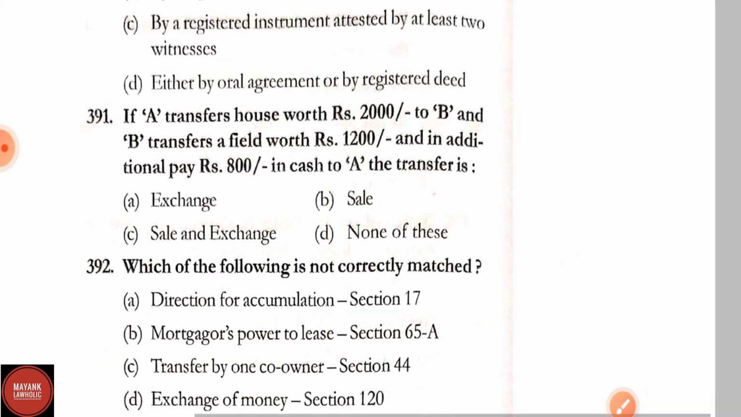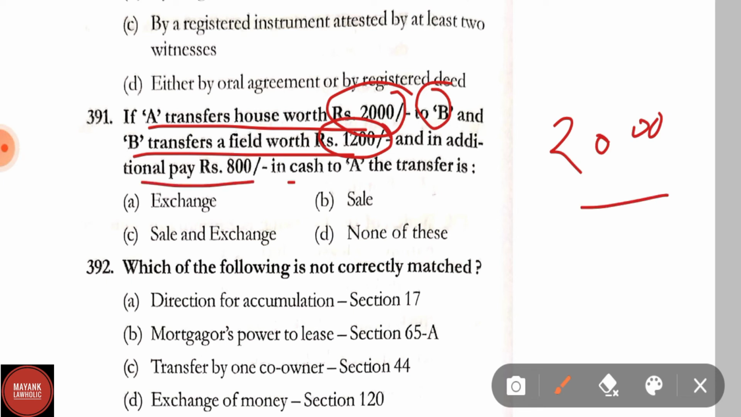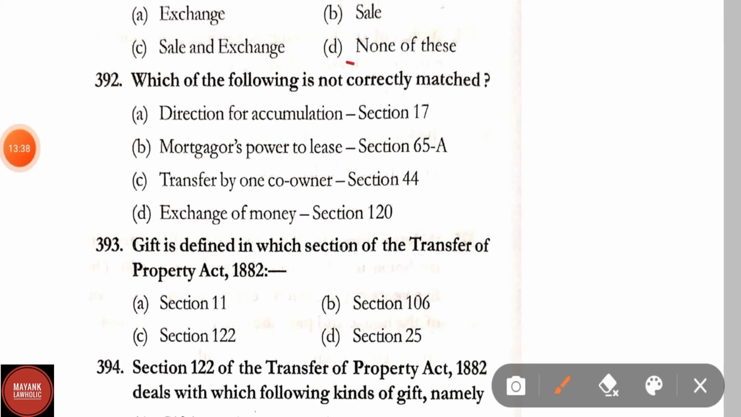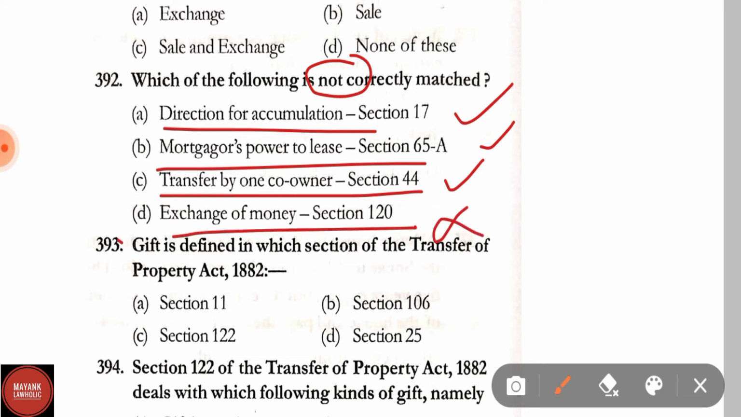Question number 391. If A transfers a house worth rupees 2000 to B and B transfers a field of rupees 1200 in addition to paying rupees 800 in cash to A, the transfer is exchange, sale, sale in exchange, none of these. Correct answer is option A, that is exchange. Question number 392. Which of the following is not correctly matched? Direction for accumulation, section 17, correct. Mortgagor's power to lease, section 55A, correct. Transfer by one co-owner, section 44, correct. Exchange of money, section 120. This is not correct. Option D is not correct.